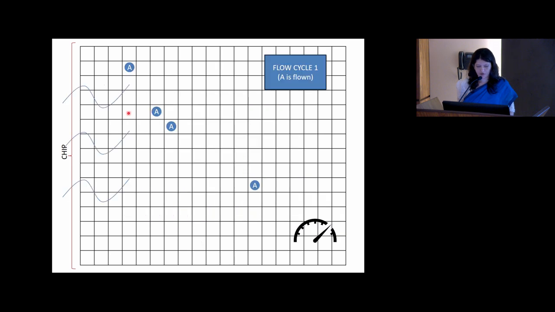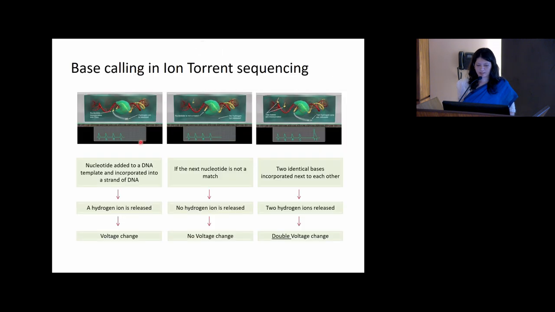For example, we have a flow in which A is flown. Wherever there is a T, the A will get incorporated and the pH will change. Then there will be a plain wash. Then there will be a cycle of, suppose, T. Wherever there is A, the T will get incorporated and the pH will change. Everything is happening parallelly and the digital information is being recorded. Similarly for G, similarly for C.